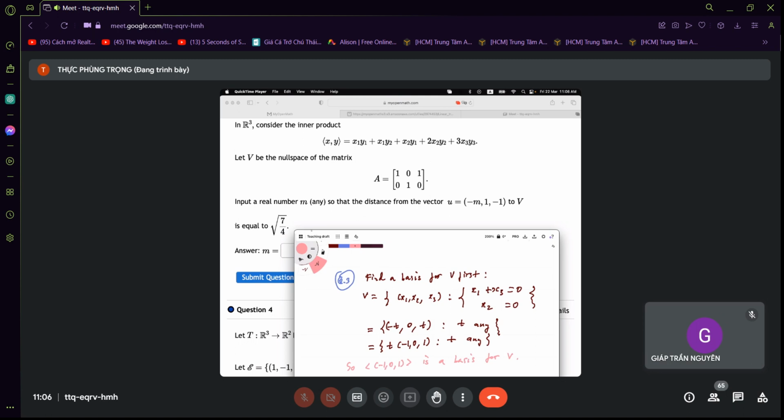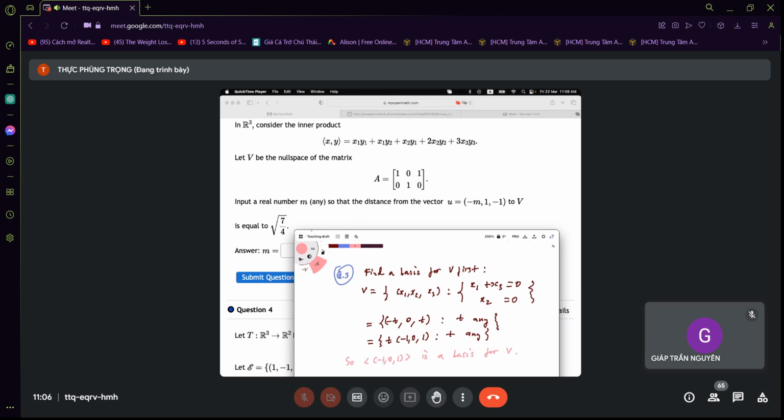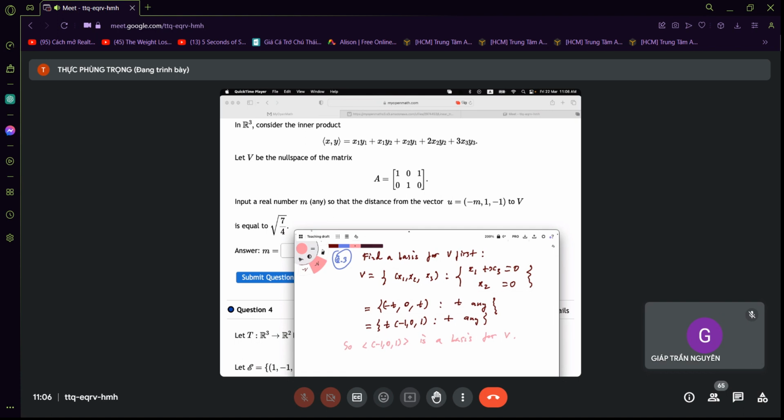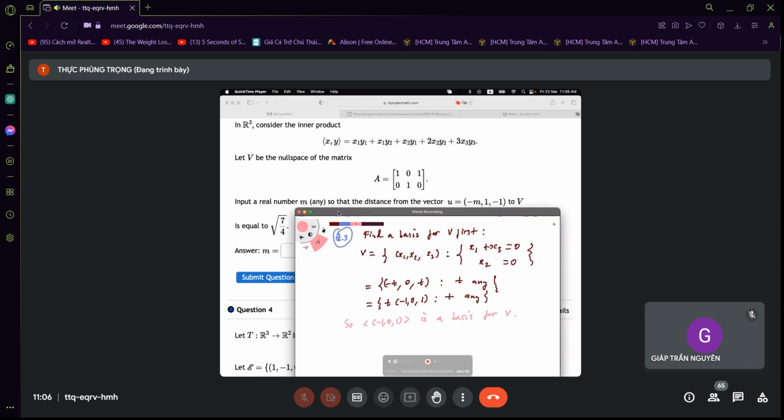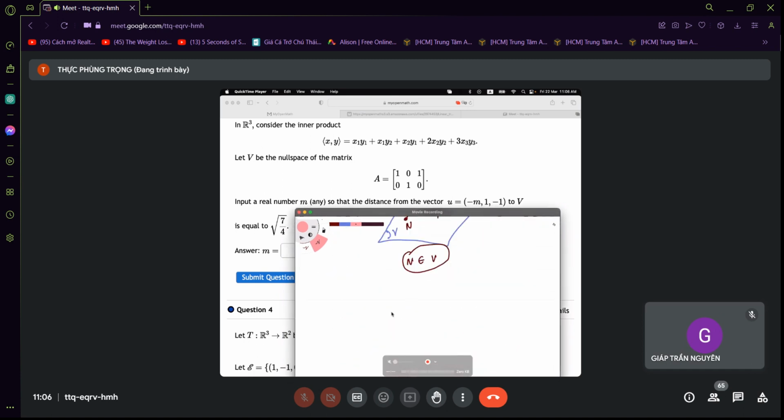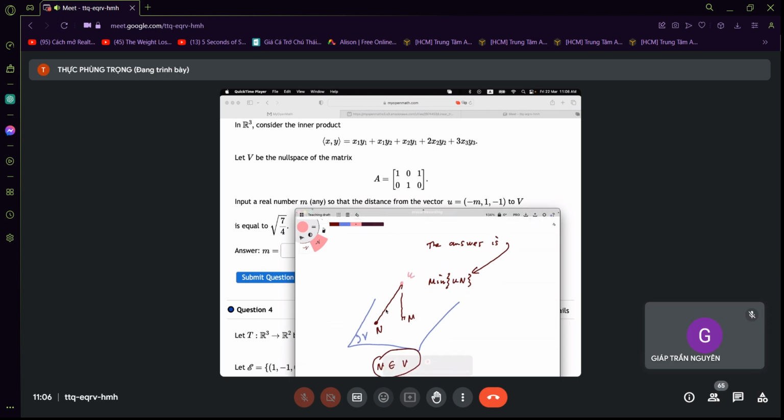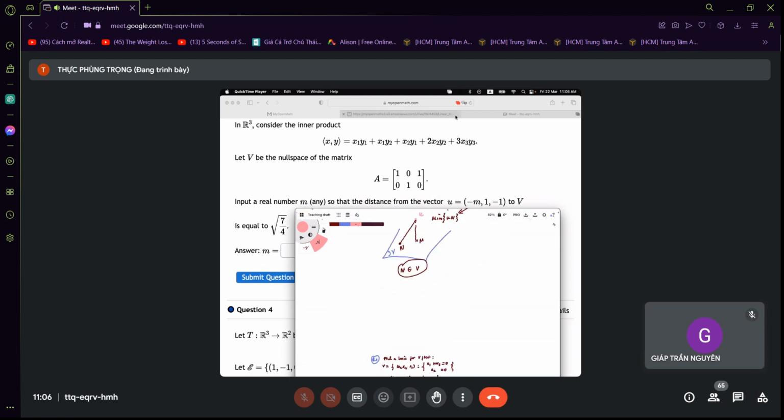So let's go to the main part. Find the distance from u to V. In fact, we find a number m so that the distance from u to V is the square root of 7/4. So I think I'm going to apply the second method. I'm going to apply this one. So let me do that.